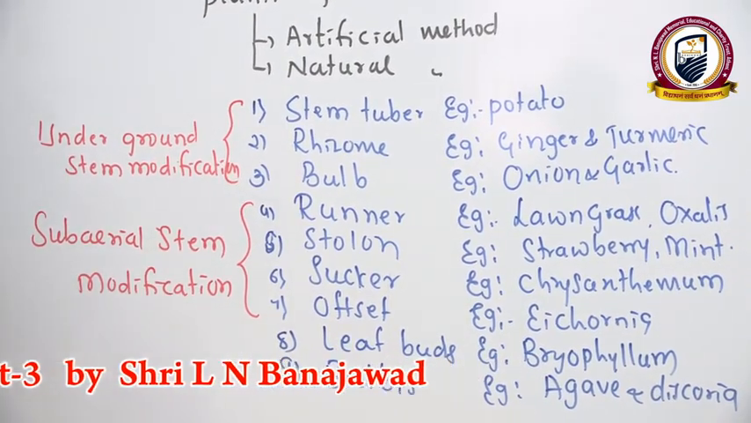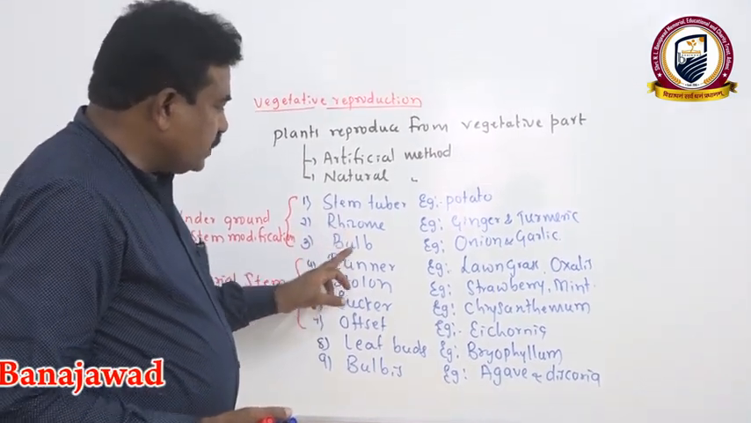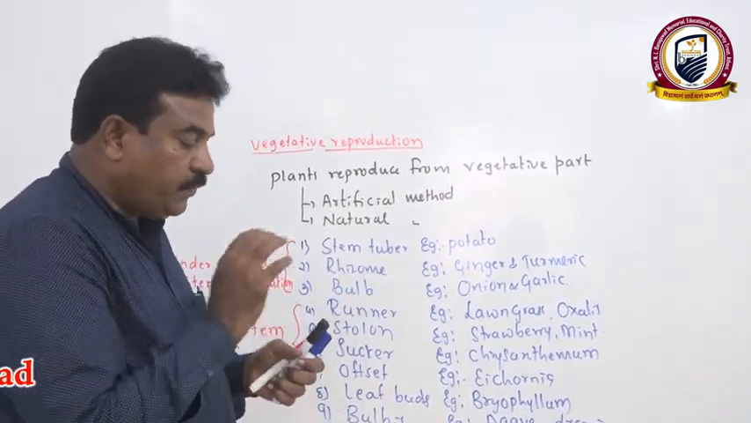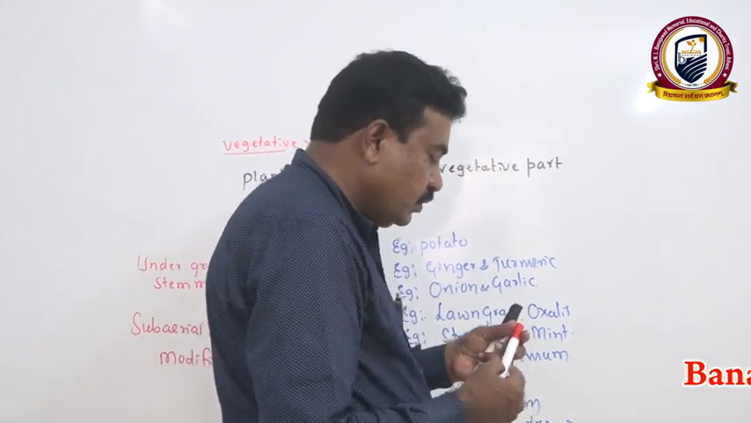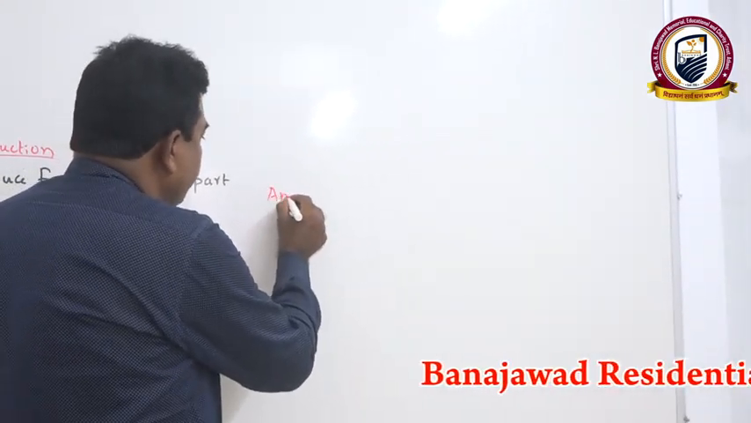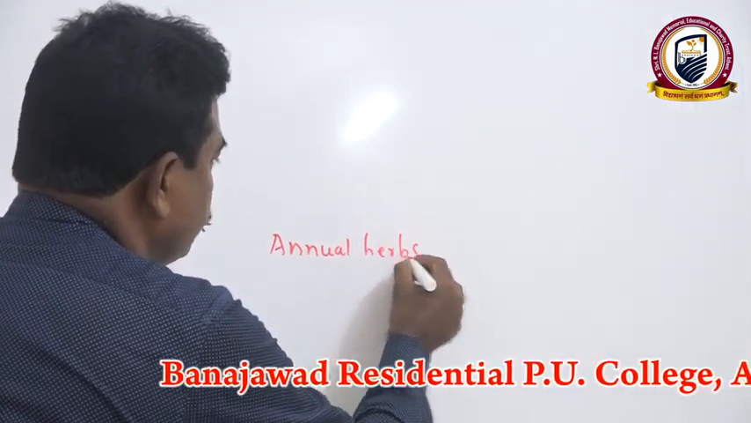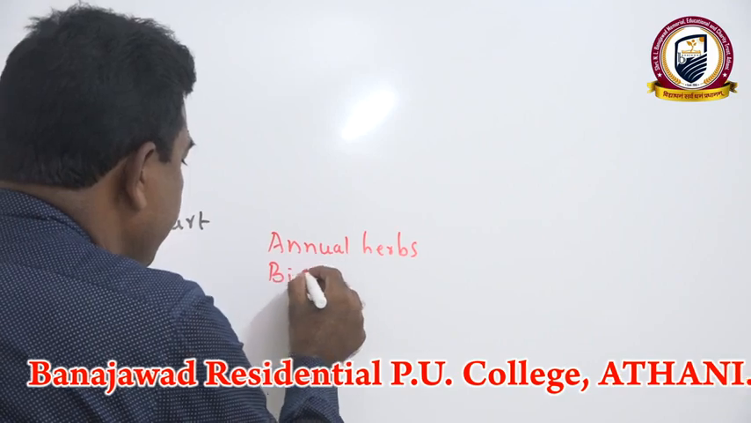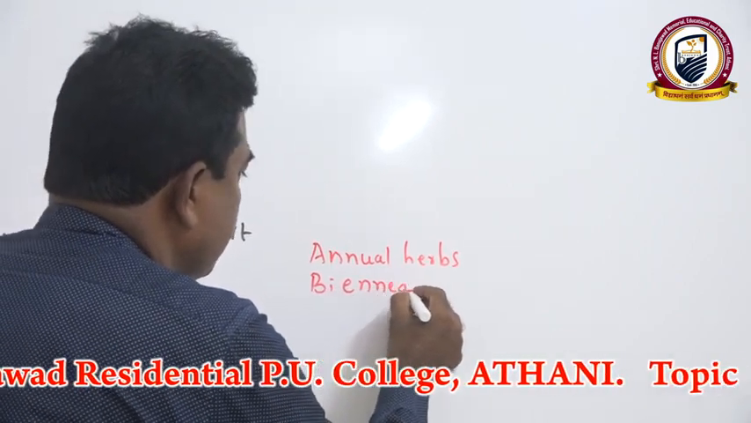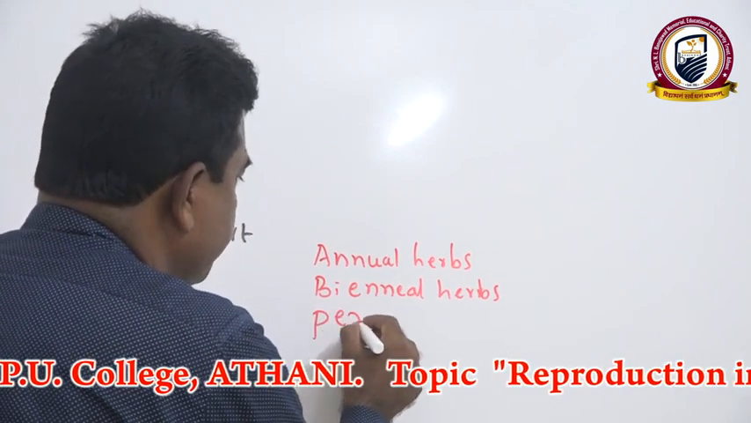Subaerial modifications. Then if you take stem tuber, rhizome and bulb, they are meant for perennation. To know the meaning of perennation, we should know the meaning of annual herbs, then biennial herbs and perennial herbs.